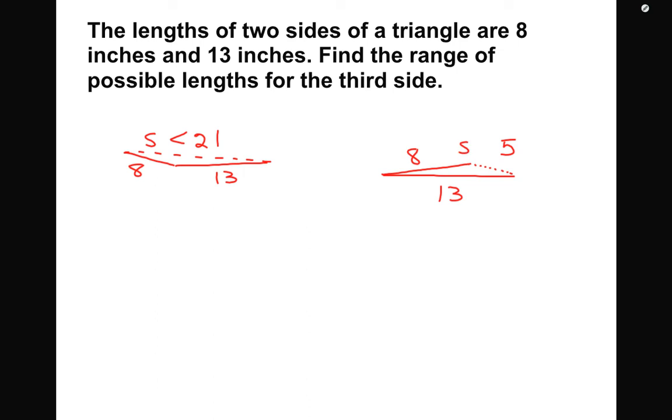Notice the side would have to be more than 5 in order to get 8 plus that number to be more than 13. So putting these two ideas together, I got that the side has to be bigger than 5, but the side had to be less than 21. So I'm getting the range of 5 to 21 is how long that third side could be.